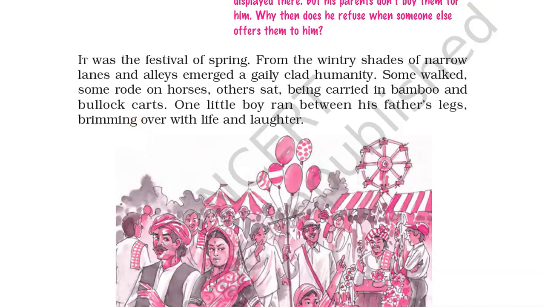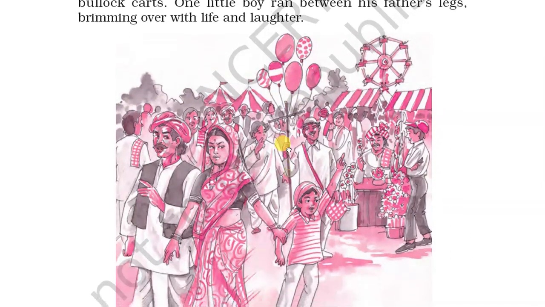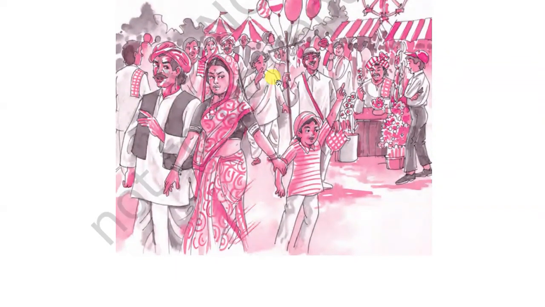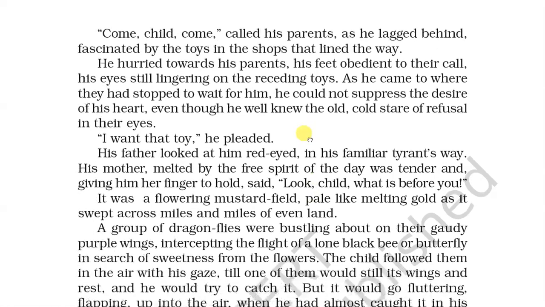Was left behind. The life just started and full of happiness. Here you can see, this is the little child who is the main character of the story, the parents, and this is the scene of the fair you can see here. "Come, child, come," called his parents as he lagged behind.